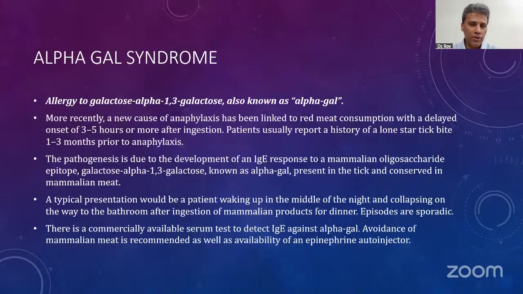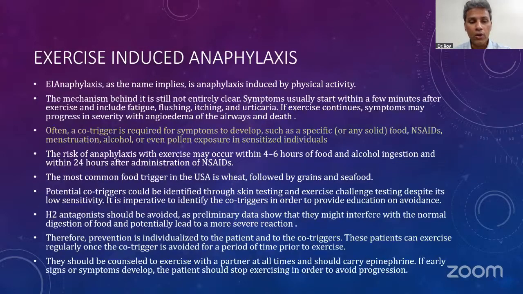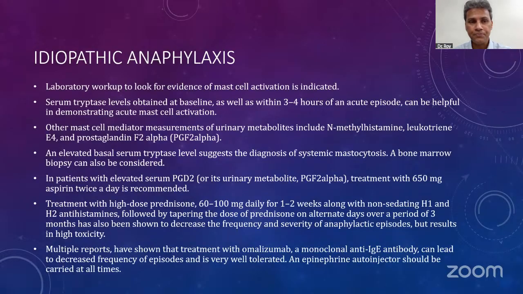Alpha-gal syndrome, I'm not going to go too much into it, but again, something that's very interesting. And as you see on the 4th point here, a typical presentation is a patient waking up in the middle of the night, collapsing on the way to the bathroom after having ingested mammalian meat products for dinner, where the episodes are even sporadic. So these can be very challenging to manage sometimes before they can even call anyone for help. Also in exercise-induced anaphylaxis, having a partner with you while exercising is something that can be very beneficial in prevention, besides all the other things that you have already heard or I have just covered.